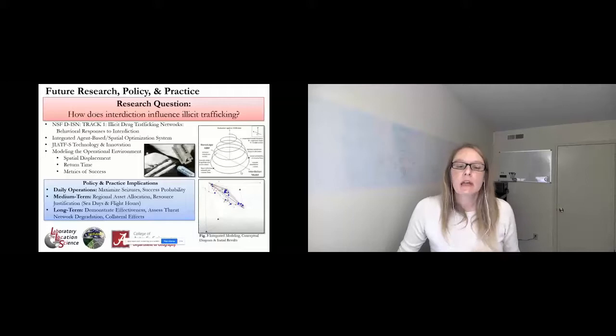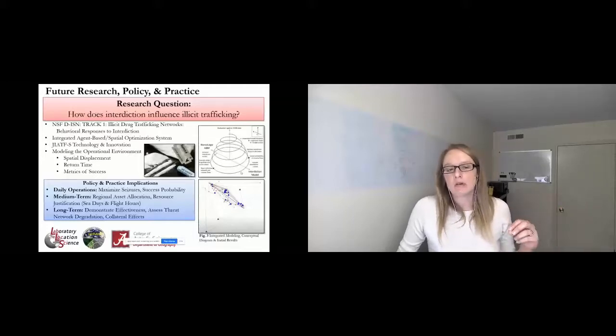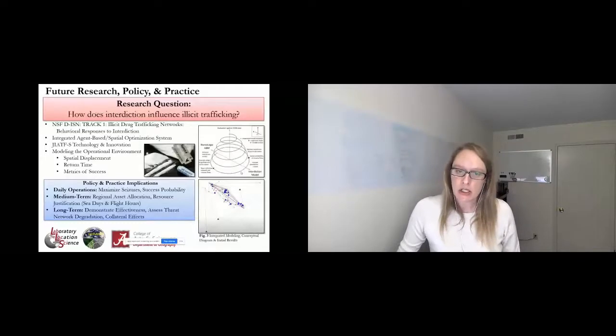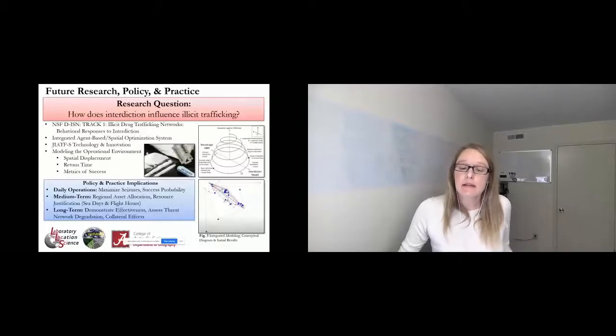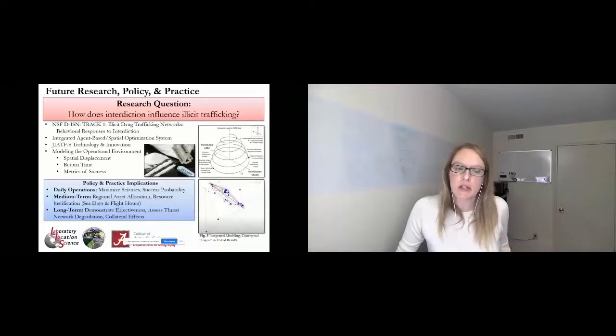And we're integrating the spatial optimization models with an agent-based model of trafficker behavior. And that involves working more closely with JIATF South, the Directorate for Technology and Innovation, and learning more about how to accurately model the operational environment where interdiction happens. Because if we are successful in modeling traffickers' behavior in response to interdiction, that knowledge can ultimately influence policy and practice, not just in day-to-day operations over choosing the best strategy, but over the medium term with asset allocation or resource justification.